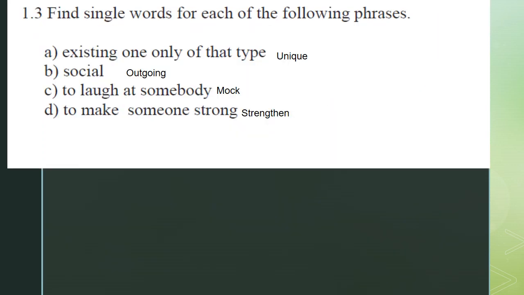Find single words for each of the following phrases. Existing, one only of that type. Unique. Social. Outgoing. To laugh at somebody. Mock. To make someone strong. Strengthen. So my dear students, read that passage and answer these questions. Write all the questions and answers in your exercise book.